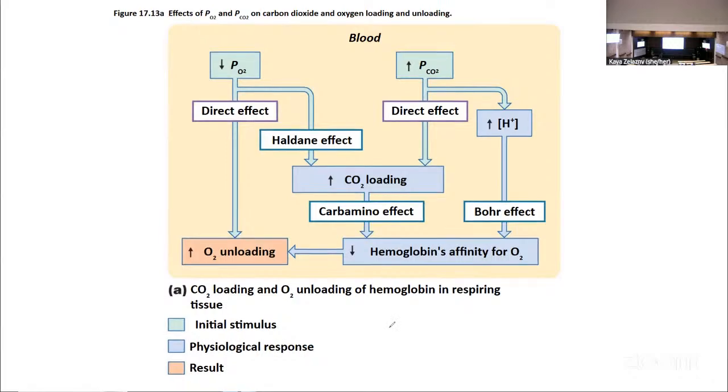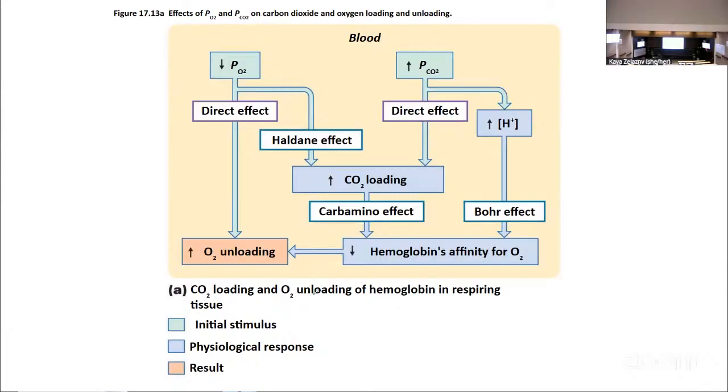So these next two graphs are showing you some of the effects we see on the unloading of hemoglobin in respiring tissue, so active tissue, metabolically active tissue making ATP, using ATP. And then the next graph, we're going to be looking at the lungs, right?